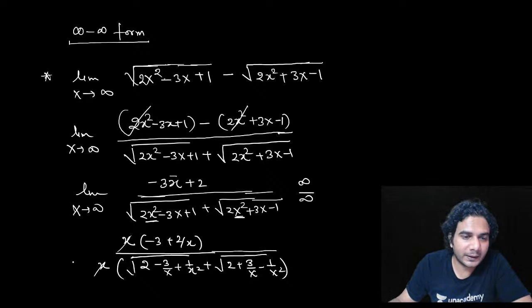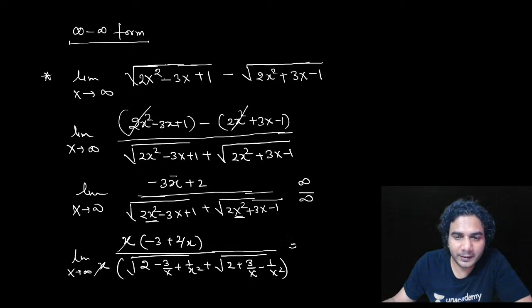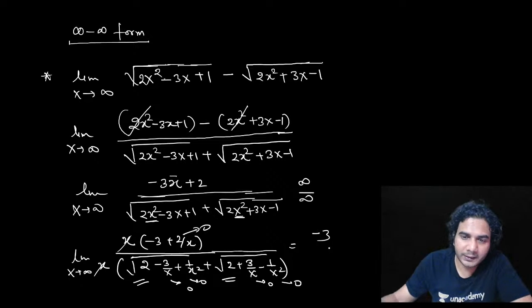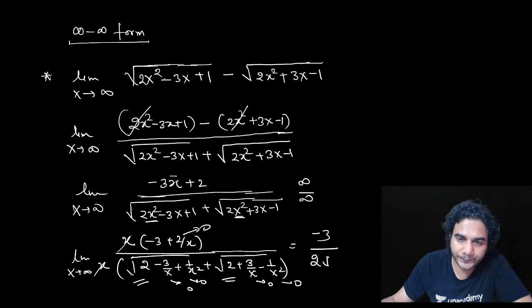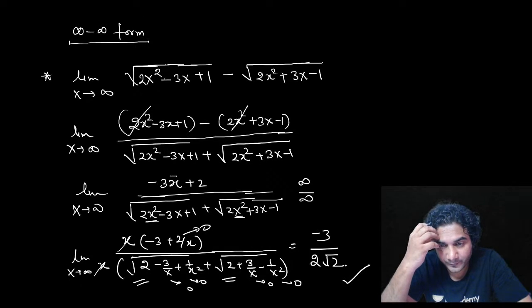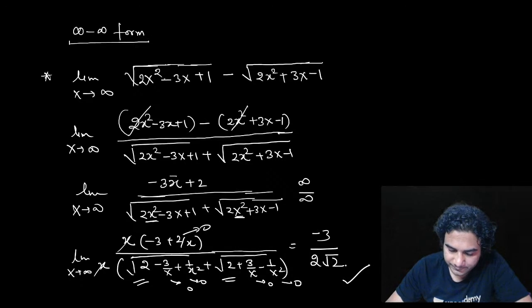This x and x will get cancelled, so limit x approaching infinity. Now if you put the limit, it is going to be minus 3 in the numerator, because this term will approach 0. Similarly, these two will approach 0, these two will approach 0, right? So it is going to be root 2 plus root 2, so it is going to be 2 root 2. So yes, that is the answer, minus 3 upon 2 root 2. All right, I hope you understood. Got it?